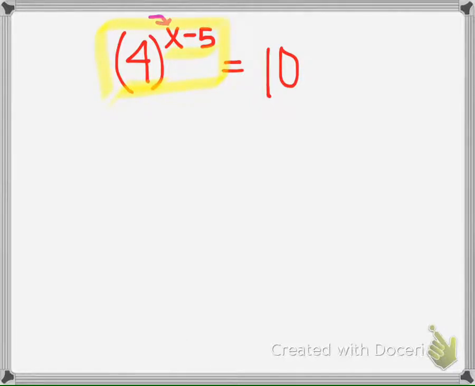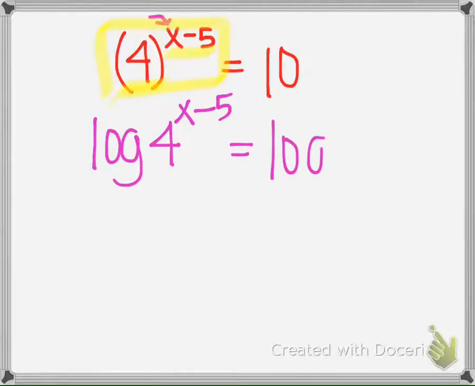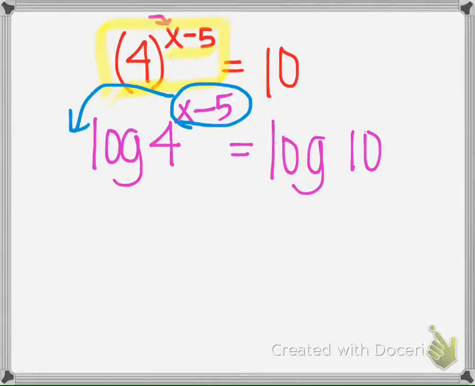Once they're isolated, we're going to go ahead and log both sides. Whatever you do to one side, you have to do to the other side of the equation. Now, the whole purpose of that is because we know there is a property that says we could take this and write it in the front and multiply it to the log. So I'm going to put the x minus 5 in parentheses because it's together.